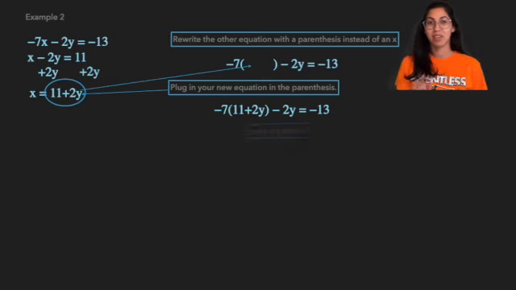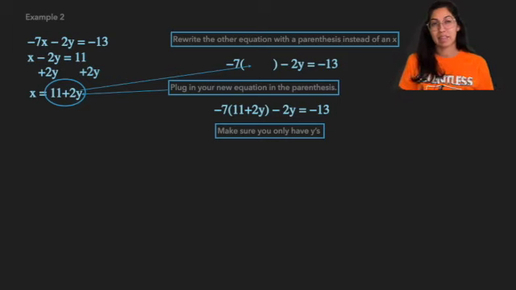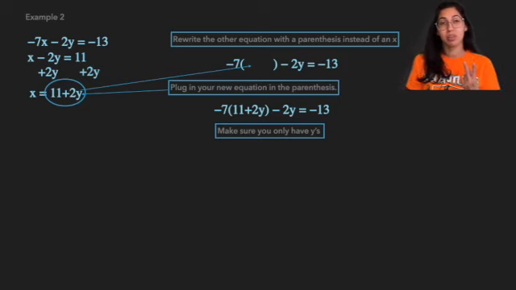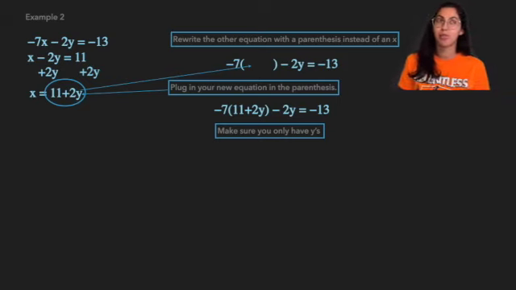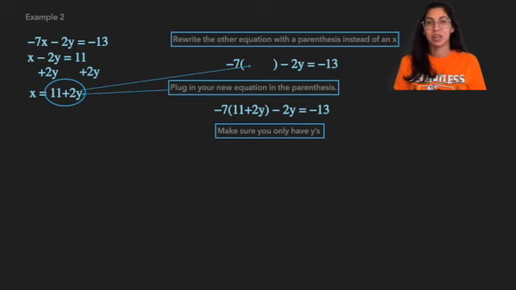Make sure you only have y's throughout the whole equation so that you're not messing up. If you end up with two variables, you're not going to be able to solve for one variable. You're going to always end up with an expression, which is what you don't want. So make sure there's y's.